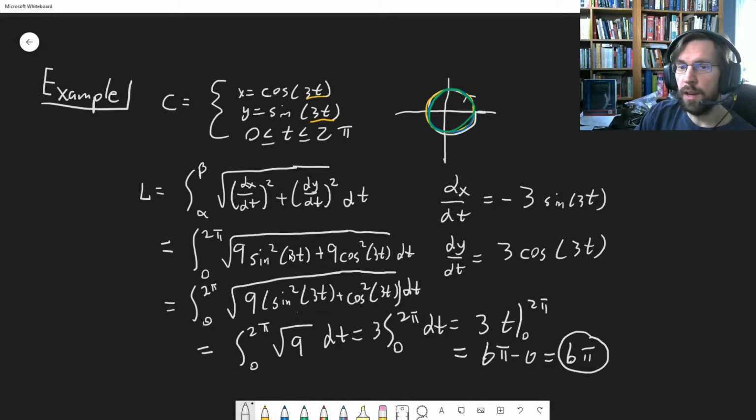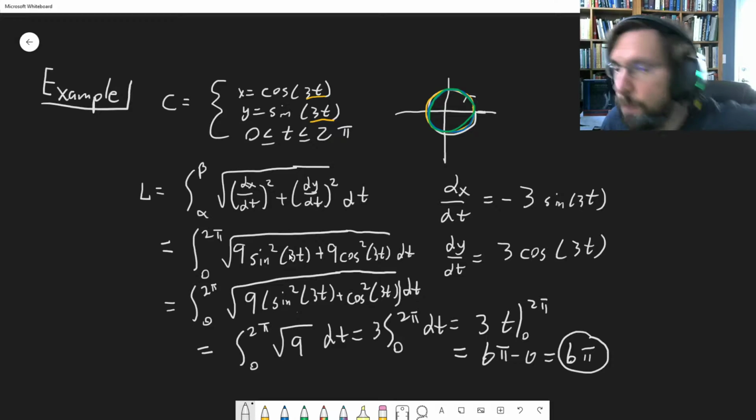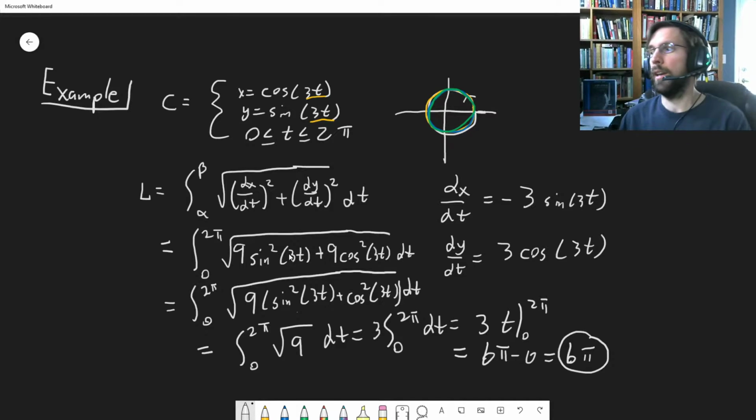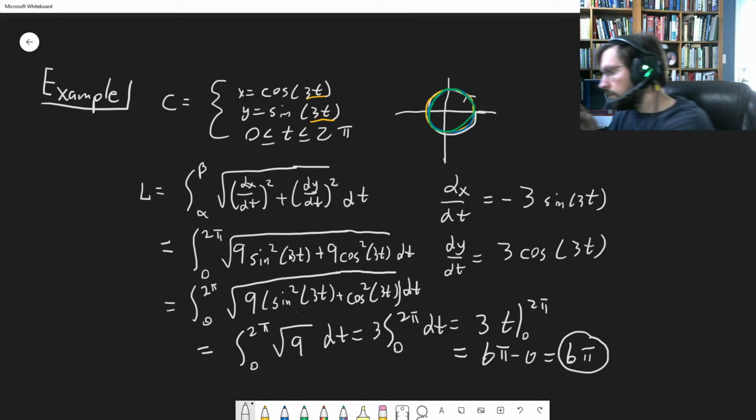Okay, so be careful when finding your endpoints. If you just want to find how long the arc is, the arc, in this case, would only be 2 pi, but we're thinking about this in terms of a model of how particles travel. So what's really going on is the particle is traveling 6 pi.